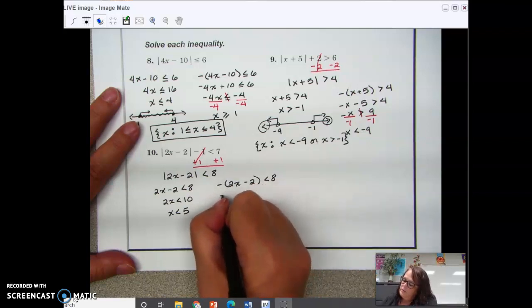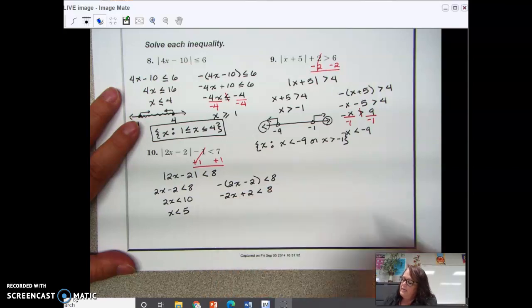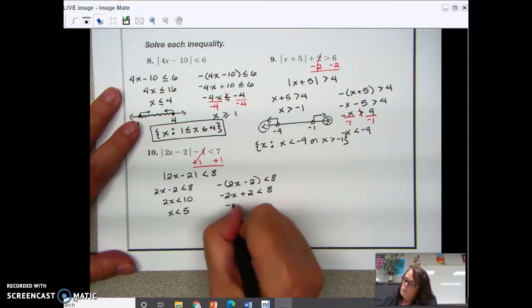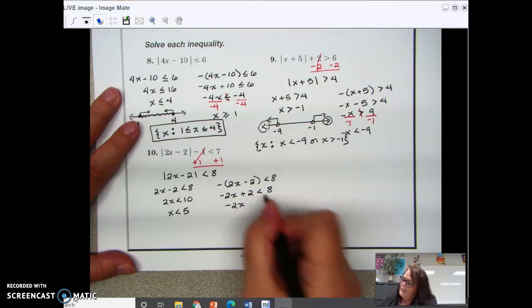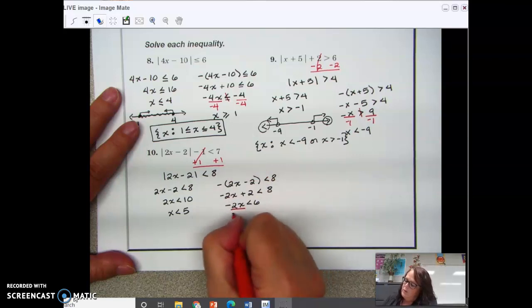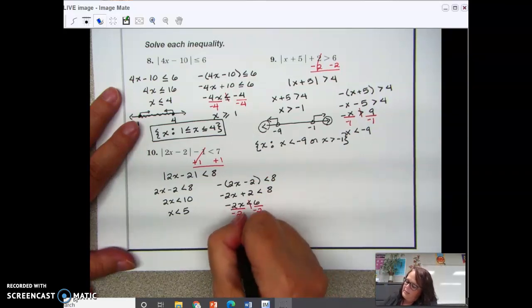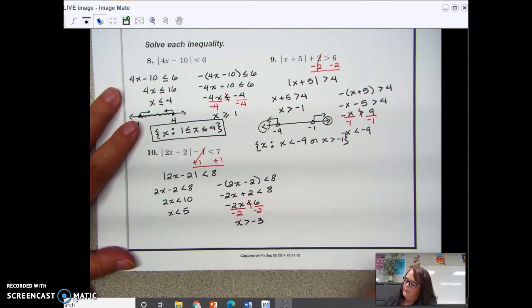Over here, I'm going to distribute the negative, so I get negative 2x plus 2 is less than 8. If I subtract 2 from both sides, I get negative 2x is less than 6. And then dividing by negative 2 changes that inequality. And so that means that x is now going to be greater than negative 3.